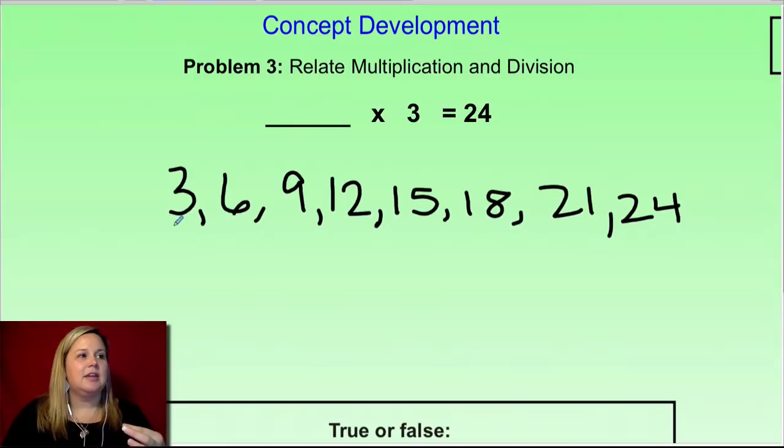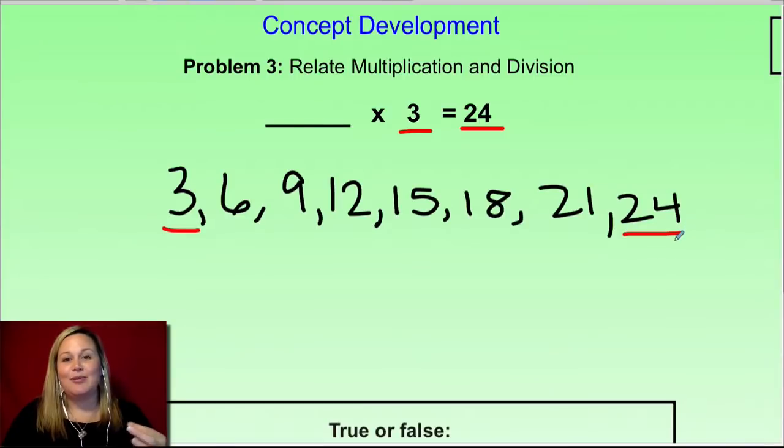Let's underline this. I started at 3 because that was one of my factors. And then I ended at 24 because that was my product. I apologize about that. So 3 was one of my factors, so I started skip counting by 3s. My product was 24, so that's the total, and that's where I would stop when I'm skip counting.